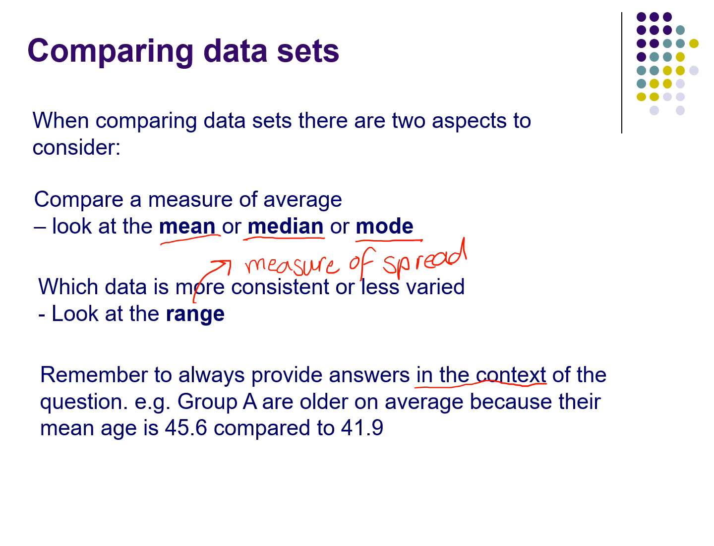So an example I've given here is, it might be some ages. I said group A are older on average. So this is my measure of average. Group A are older on average because their mean age is 45.6 compared to 41.9. So I've specifically quoted what the two calculations for that average are, but then I've said within context what it means, and it means that they are older on average. It's really important that you do this because that's what the examiner is looking for to give you all of the marks for that particular question. Okay, so two things to compare, a measure of average and a measure of spread.